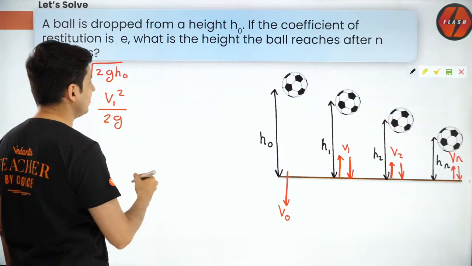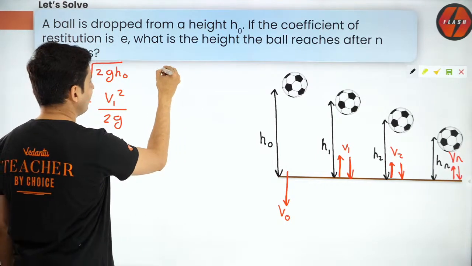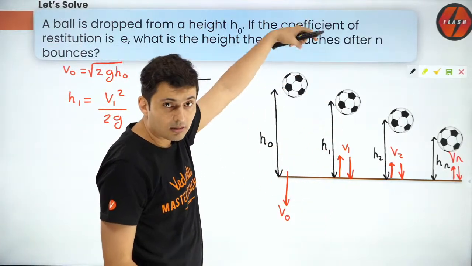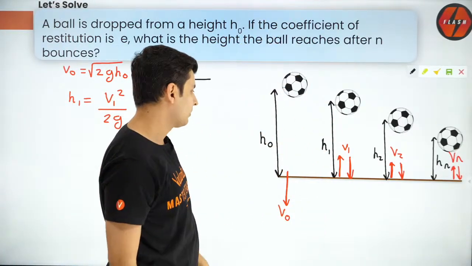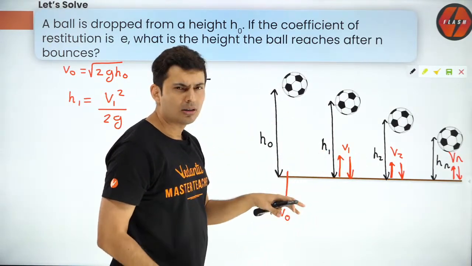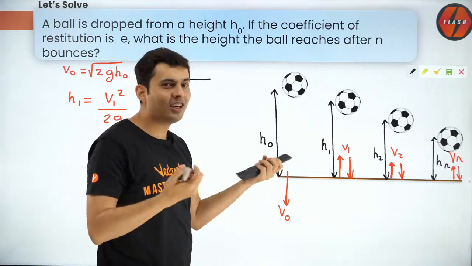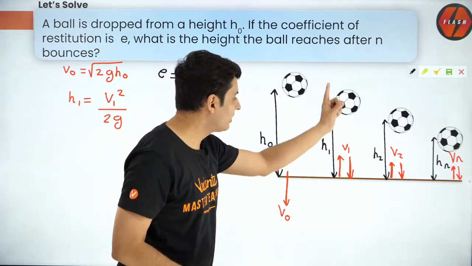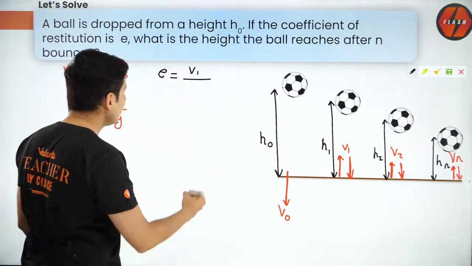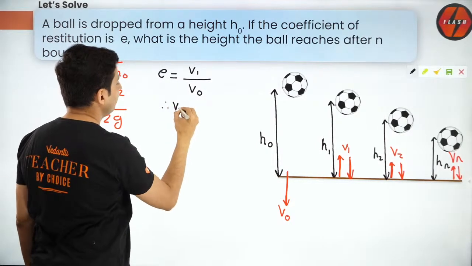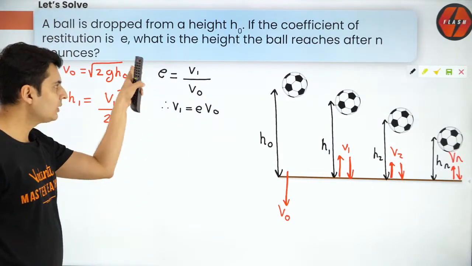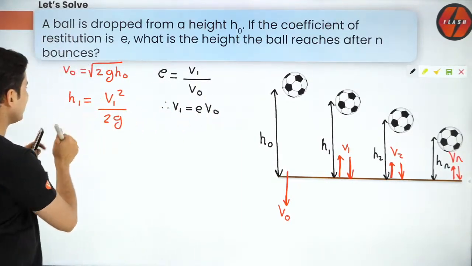Now, let's use the knowledge of restitution. What does the knowledge of restitution tell me? It says, if the coefficient of restitution is E, I need the relative velocity after upon relative velocity before. The collision is happening between the ball and the ground. The ground never moves, so it makes our job even easier. What is the speed after? Well, that's v1. And what is the speed just before? It is v0. So therefore, v1 is nothing but E times v0.